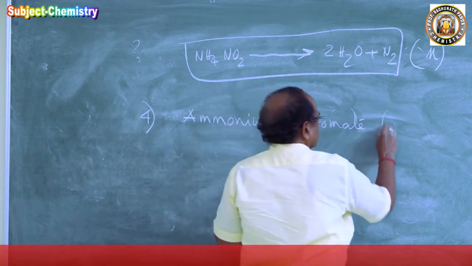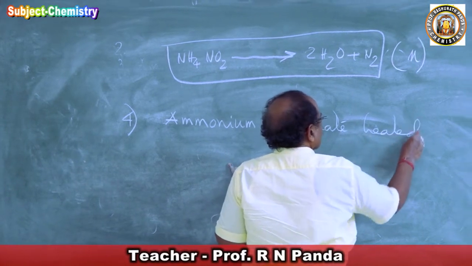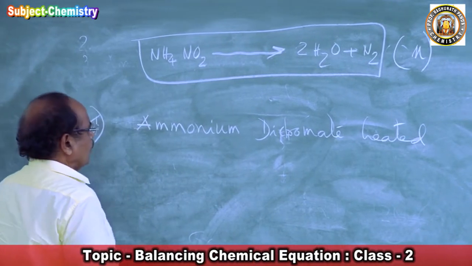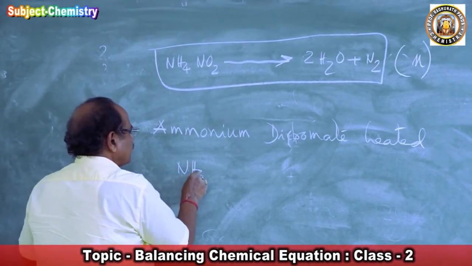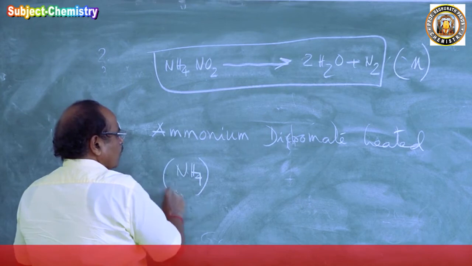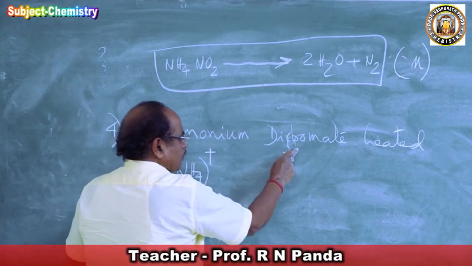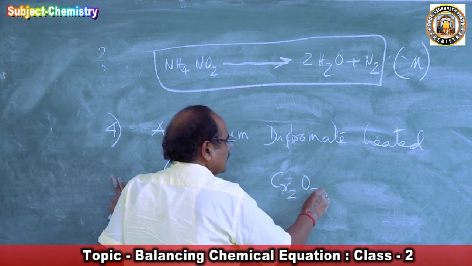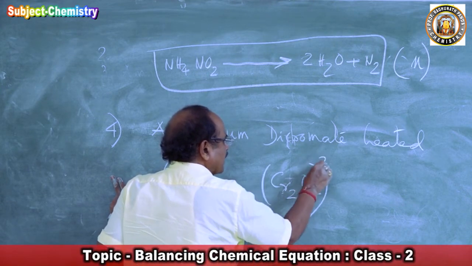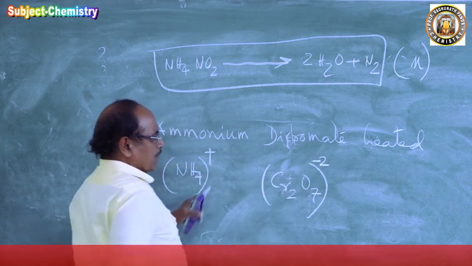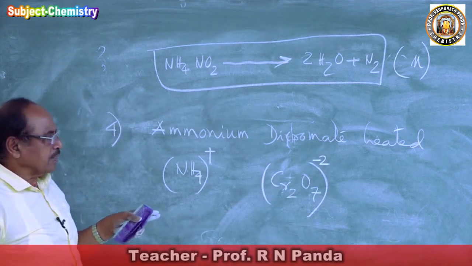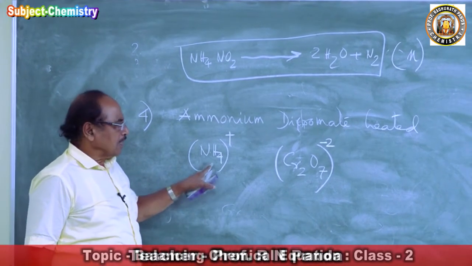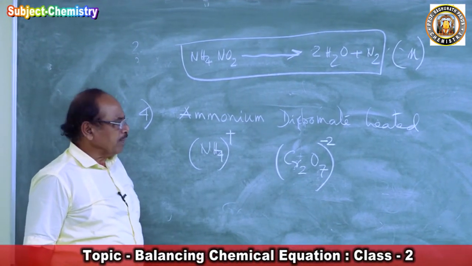Heat it. I am writing the decomposition reactions. What is ammonium? The ammonium formula is NH4 plus. What is dichromate? Cr2O7 minus 2. This is dichromate. I will write the formula first, then I will go on to write the equation. Ammonium is NH4 plus, dichromate is Cr2O7 minus 2.